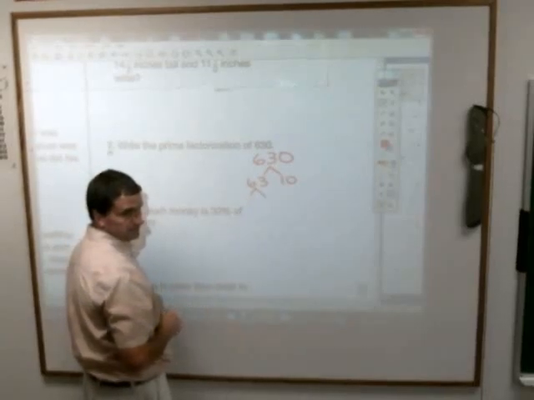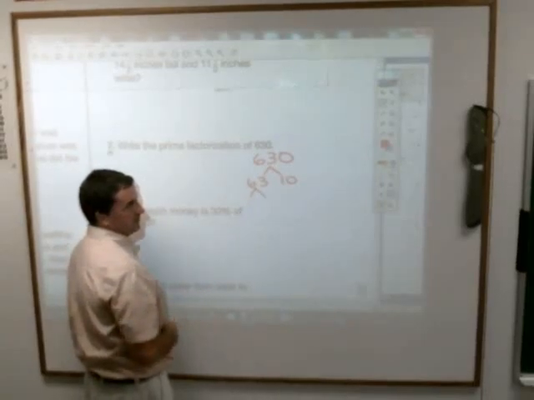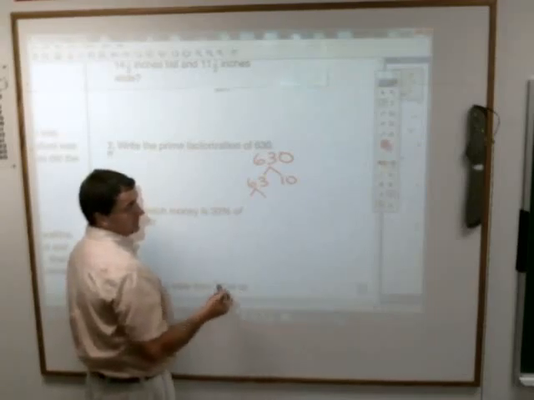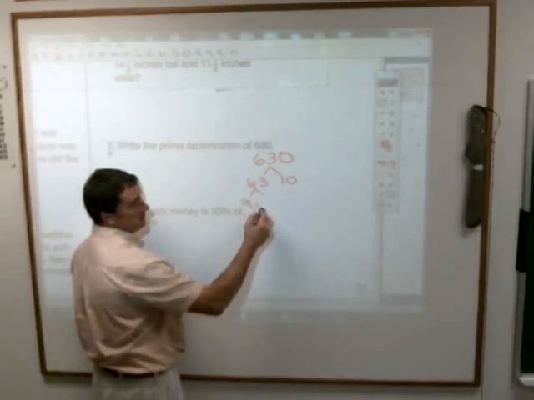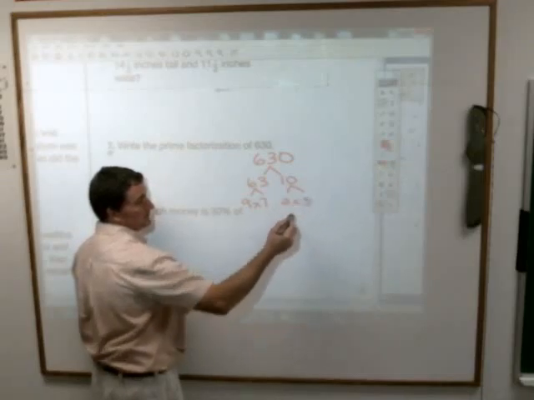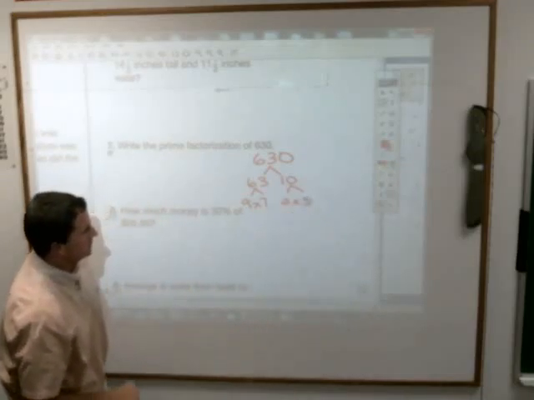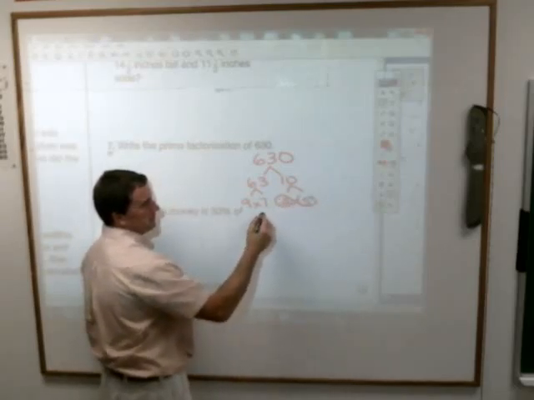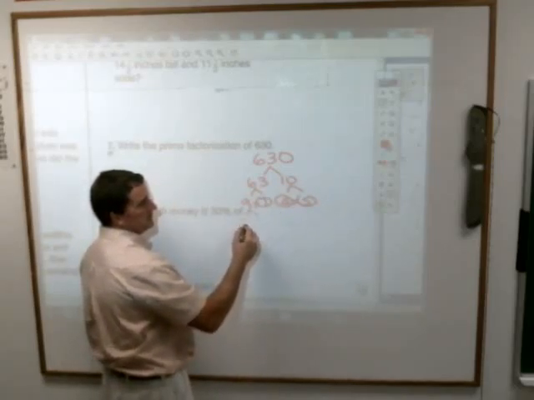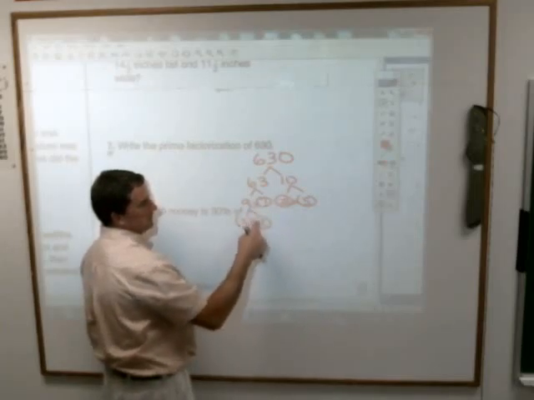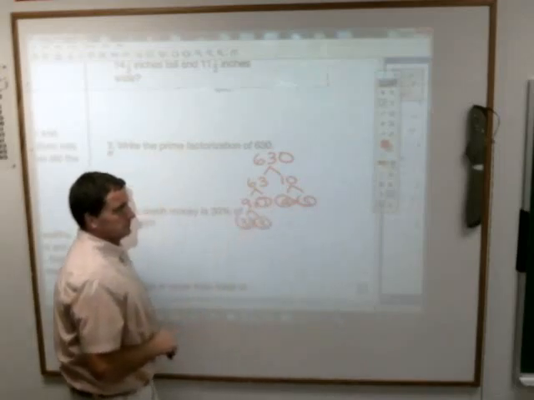You divide it by 3, but then you've got to go 210 for the other number. 63 is 9 times 7. 10 is 2 times 5. You can only stop when you get prime numbers. 7's prime, but 9's not. It is 3 times 3. So that's 2 times 3 times 3 times 5 times 7.